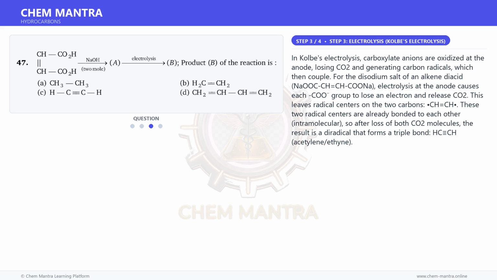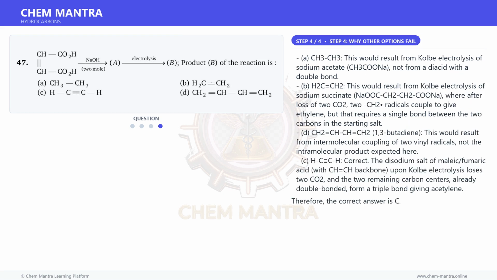In Kolbe's electrolysis, carboxylate anions are oxidized at the anode, losing CO2 and generating carbon radicals, which then couple. For the disodium salt of an alkene diacid, NaOOC-CH=CH-COONa, electrolysis at the anode causes each COO- group to lose an electron and release CO2. This leaves radical centers on the 2 carbons, •CH=CH•. These 2 radical centers are already bonded to each other, intramolecular, so after loss of both CO2 molecules, the result is a diradical that forms a triple bond, HC≡CH, acetylene, ethyne.